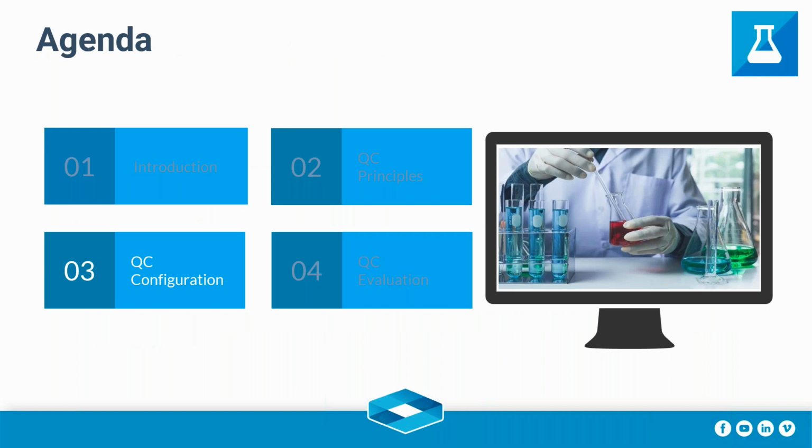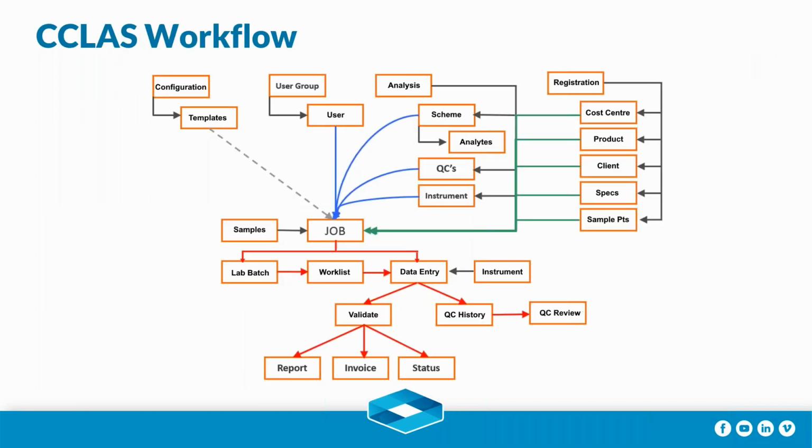Okay, let's have a look at our configuration. How do we do it using CCLAS? A typical workflow at CCLAS lab will go through the following. The top part of the diagram involves setting up the configuration of the laboratory. And then the bottom part is the daily execution, the daily work that we do.